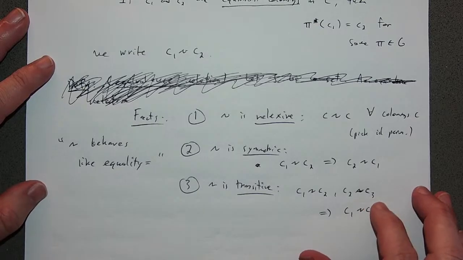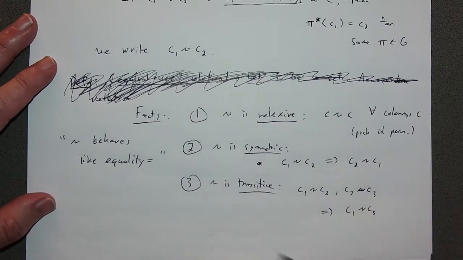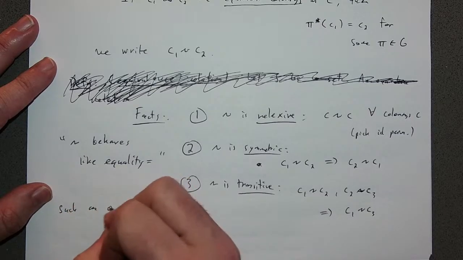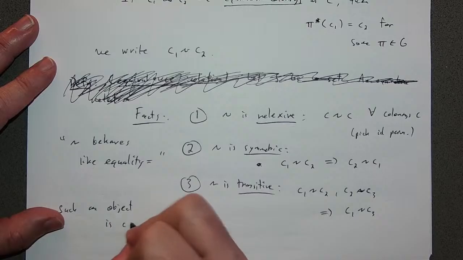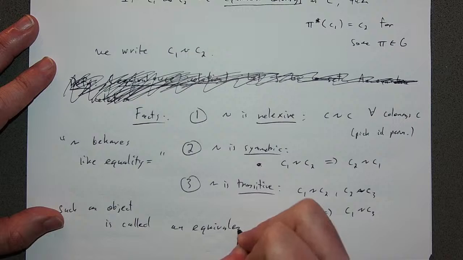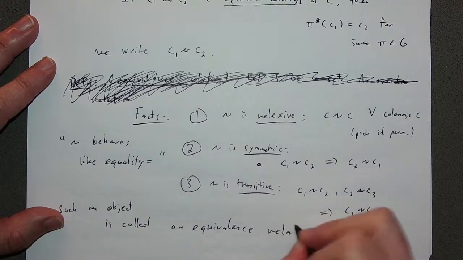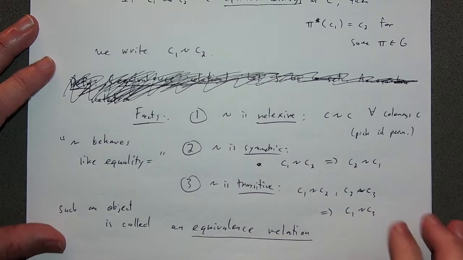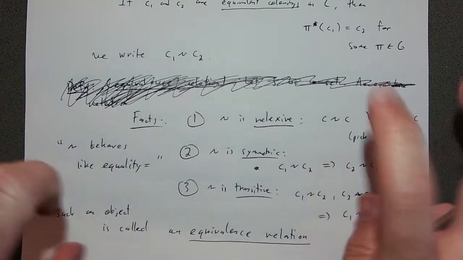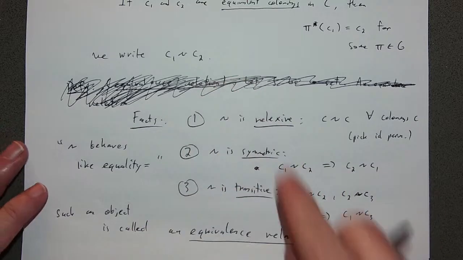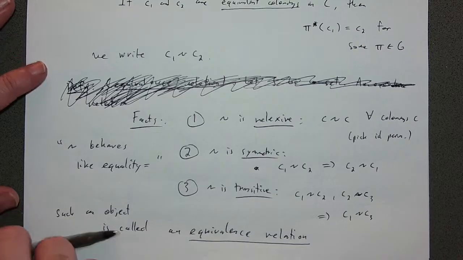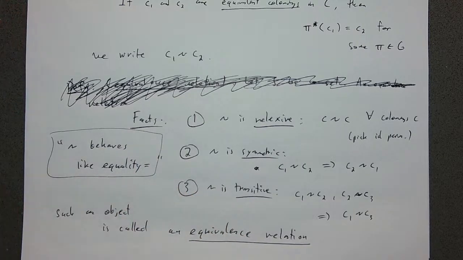So anyway, the point is that such an object is called an equivalence relation. Technically, you might object that yes, we've defined this for a single example, but this is a very good example of what is called an equivalence relation. An equivalence relation is a notion of equivalence of things, in this case colorings, that satisfy these properties. It's reflexive, symmetric, and transitive, and for us really that just means it behaves like the equal sign.